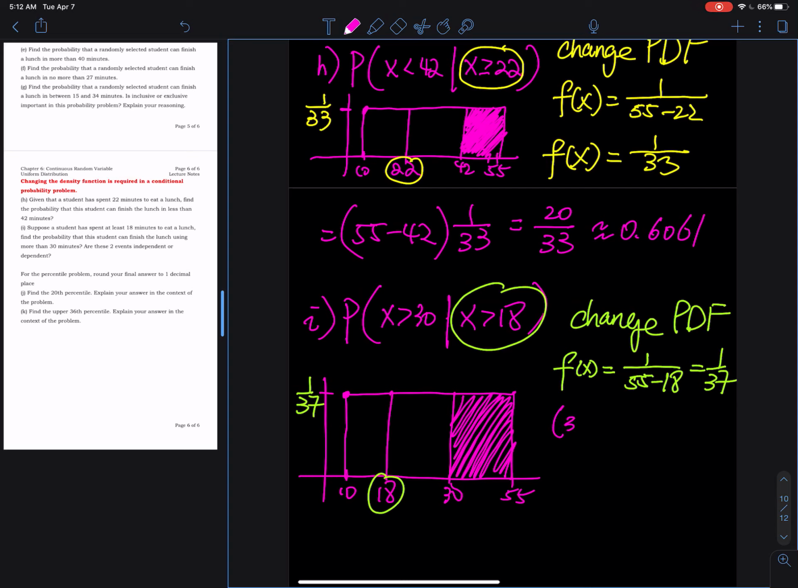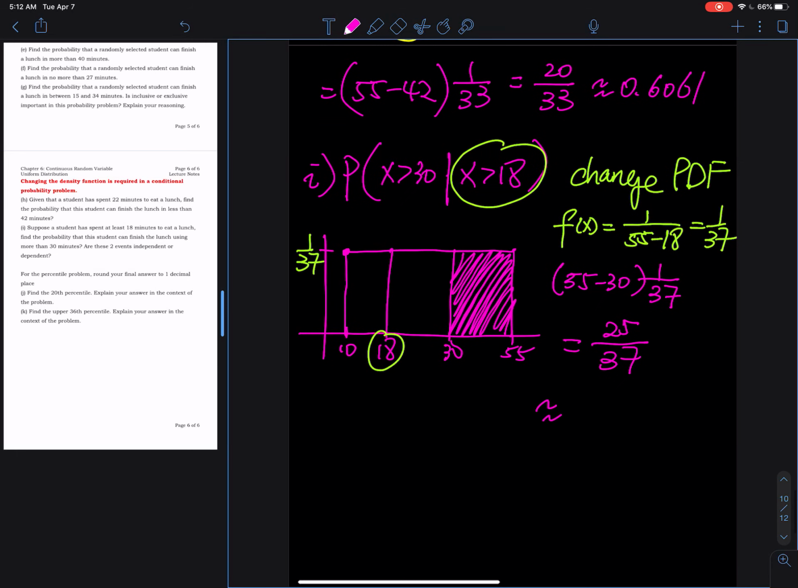We take 55 minus 30 times 1 over 37. So we have 25 divided by 37. That is around 0.6757. So that's how you answer a conditional probability. Whenever you have a given, you take the biggest number, subtract the given. That's how you change the PDF. Because this is x greater than 18, I don't care about the 10 anymore. I already know that x is greater than 18. So the minimum is now 18.